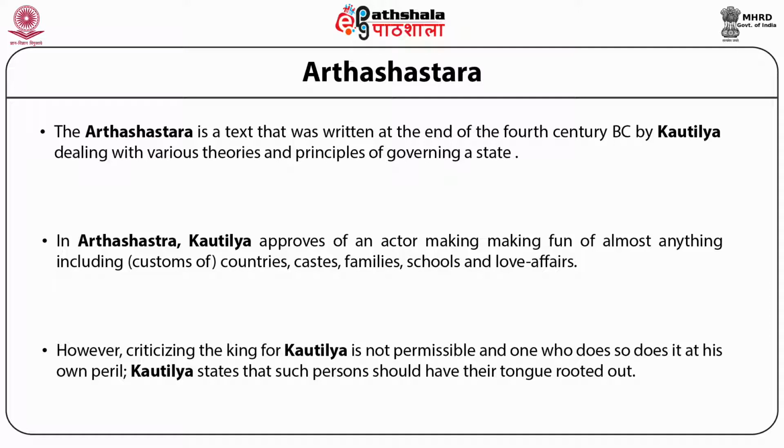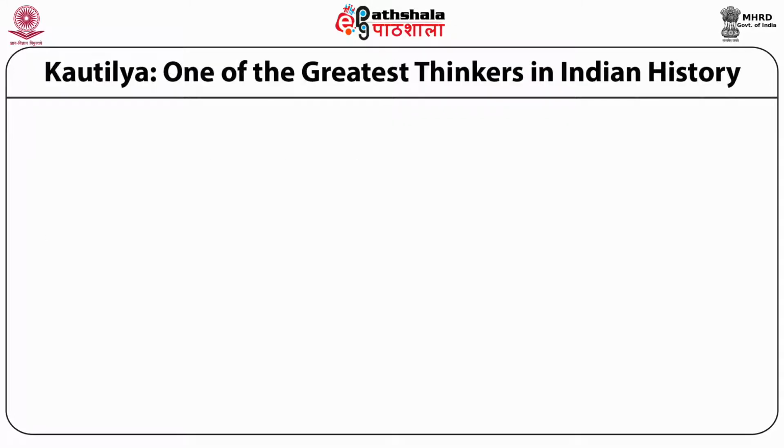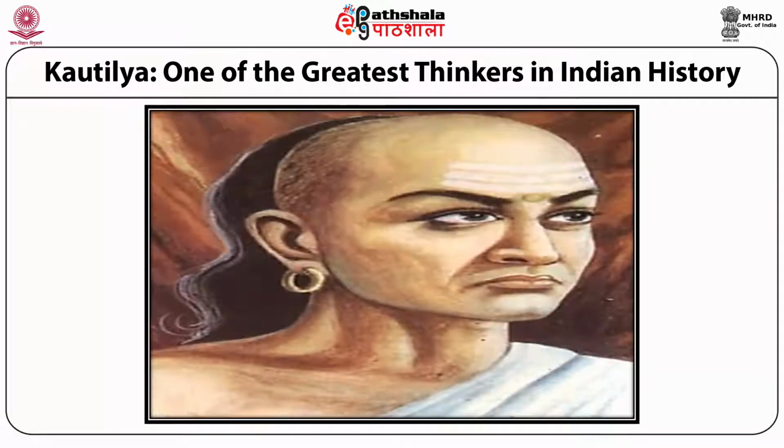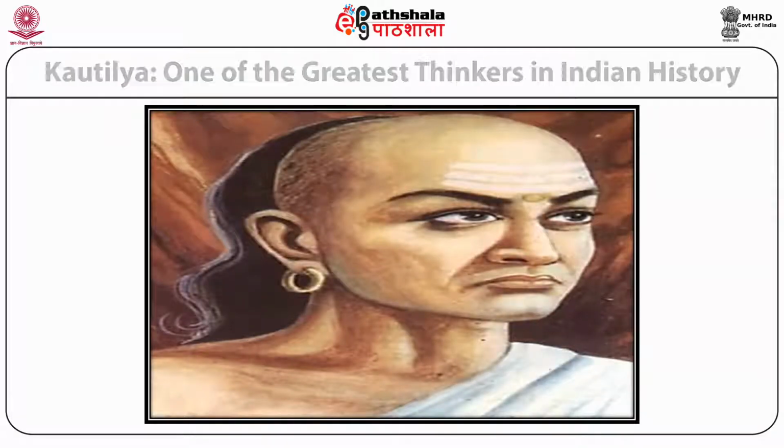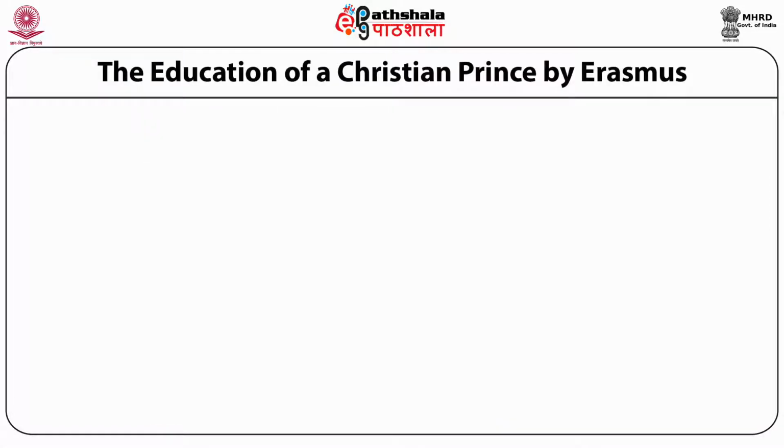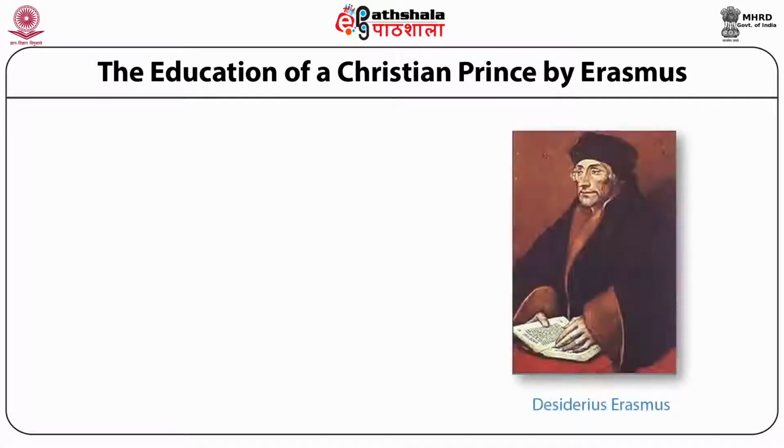And Cornelia felt that one who criticizes the king does so at his own peril. Cornelia states that such persons should have their tongue rooted out. An extreme measure indeed. And here you're looking at a picture of Cornelia, who is considered one of the greatest thinkers in Indian history. Now let's come to the education of a Christian prince by Erasmus.